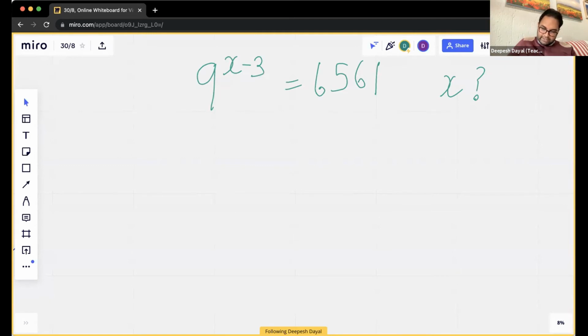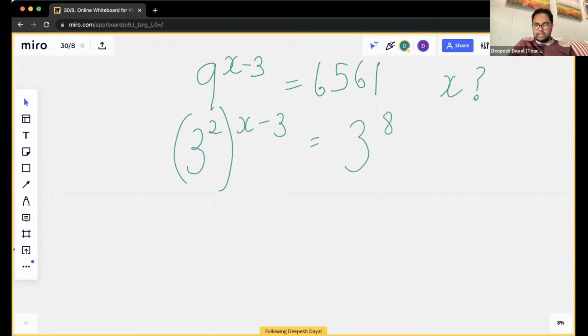I'm going to give you this one step. Remember, 9 is 3 squared, right? So it's 3 squared to the power x minus 3 equals, I believe this is 3 to the power 8, right? 6561 is 3 to the power 8. Okay, so it's 3 to the power 2x, because you multiply this in, minus 6 equals 3 to the power 8, right? And then you're going to calculate it further. I'm getting some answers that are working out. Okay, keep trying.